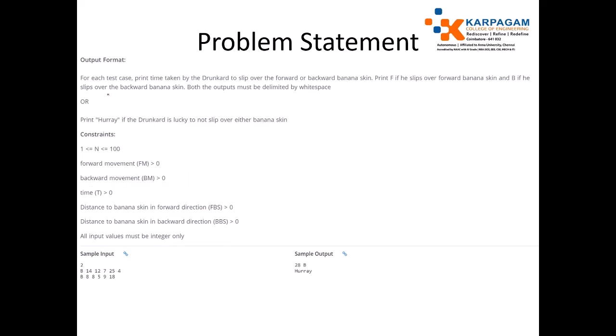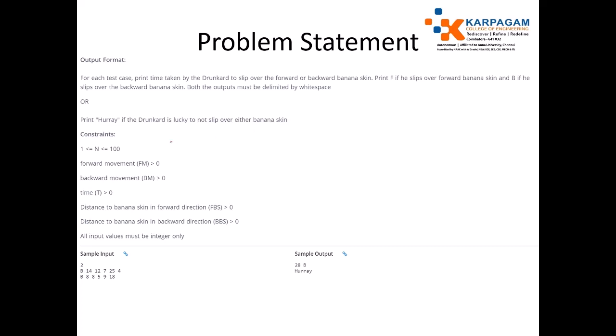The output format for each test case: print the time taken by the drunkard to slip over the forward or backward banana skin. Print F if he slips over the forward banana skin, and print B if he slips over the backward banana skin. Both outputs must be delimited by white space. Or print hooray if the drunkard is lucky to not slip over either banana skin.